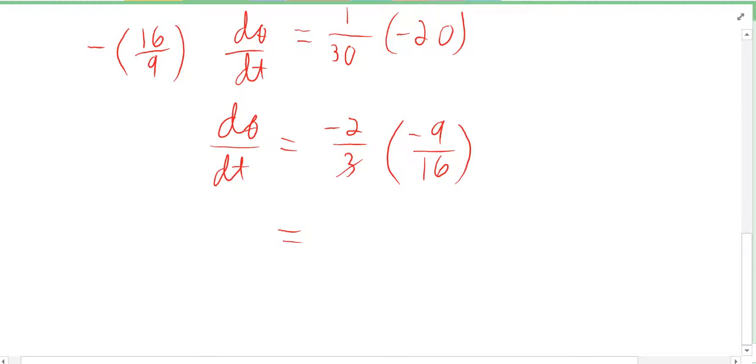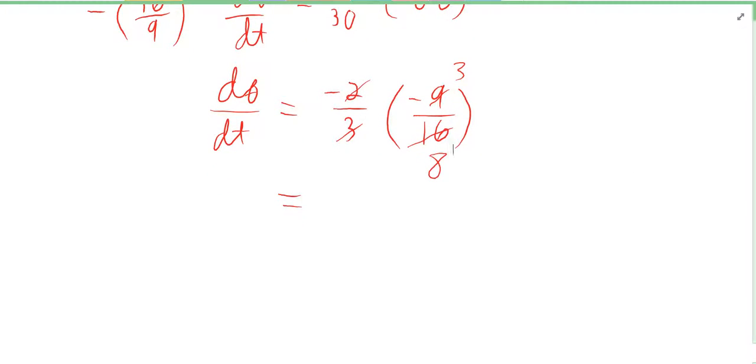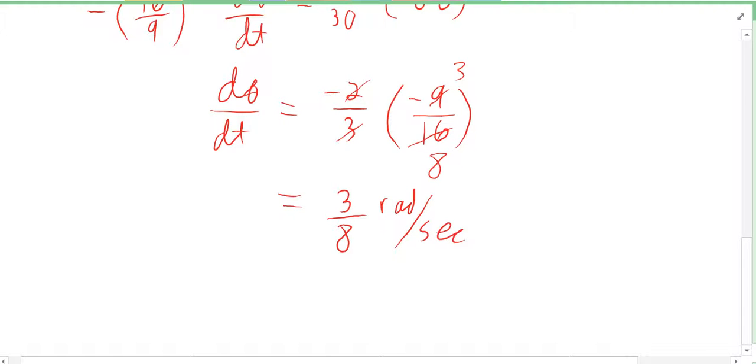The 3 and the 9 cancel, right? There lives a 3 up here, and the 16 and the 2 cancel, leaving an 8 down here. And the 2 negatives cancel, leaving a positive. So we have 3 over 8. And that's going to be in radians per second.